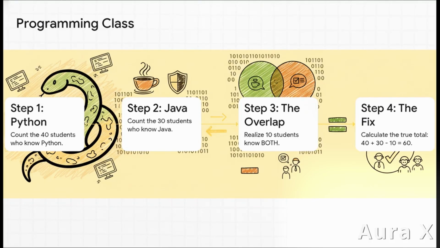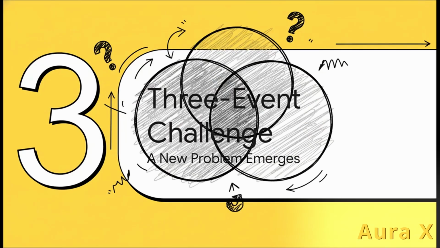Let's make this super concrete with an example that has nothing to do with bugs. Imagine we have a class. 40 of the students know Python. 30 of them know Java. If you just add them up, you get 70. But wait, turns out 10 of those students know both languages. We've counted them twice. So the fix is simple, right? It's 40 plus 30, and then we take away that overlap of 10, which gives us the real total, 60 students. Okay, so that feels pretty straightforward. Add the groups, subtract the overlap, we got this.